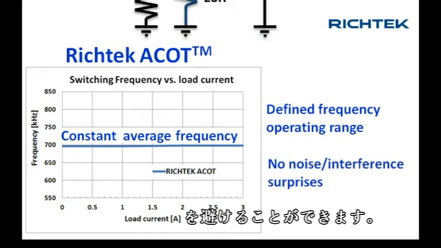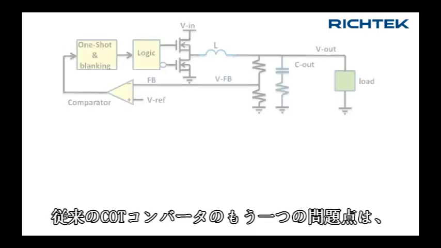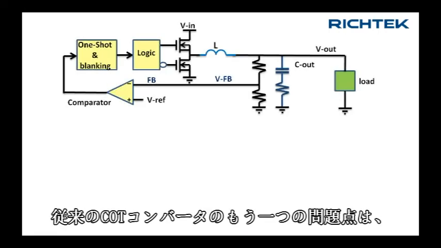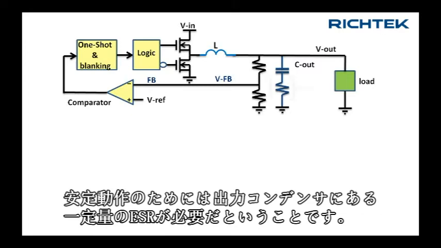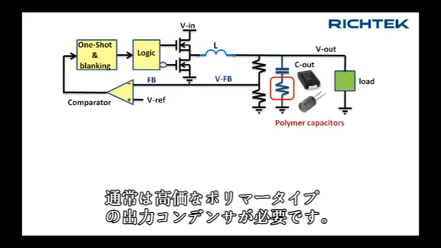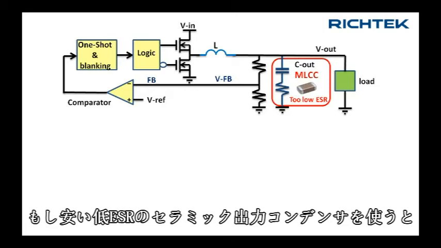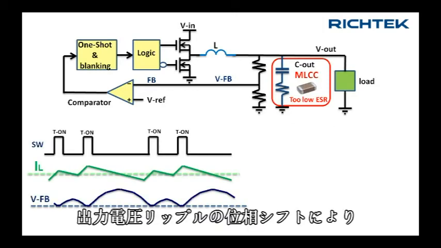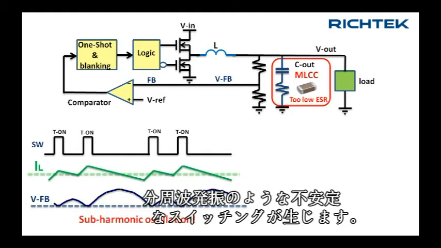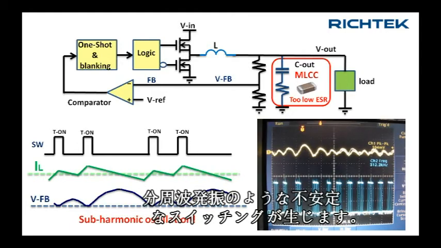due to changing frequencies. Another problem of traditional COT converters is the fact that they need a certain amount of output capacitor ESR to work in a stable manner, normally requiring expensive polymer output capacitors. If you use the cheaper low ESR ceramic output capacitors, the phase shift in the output voltage ripple will result in unstable switching, like the subharmonic oscillation.